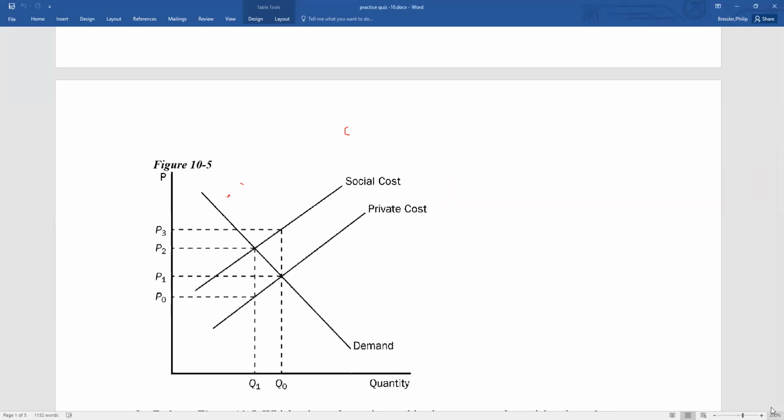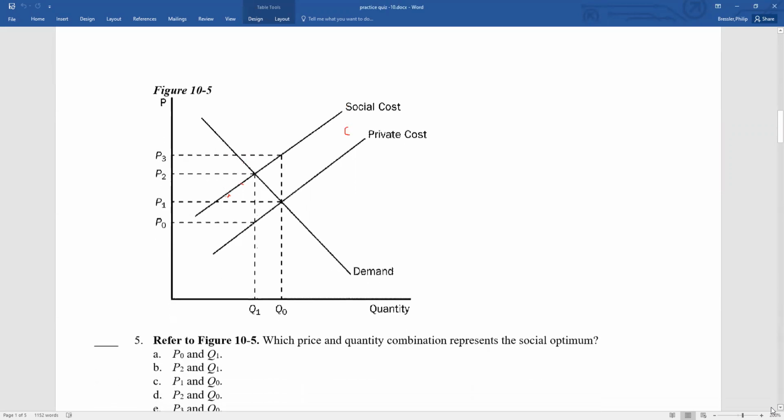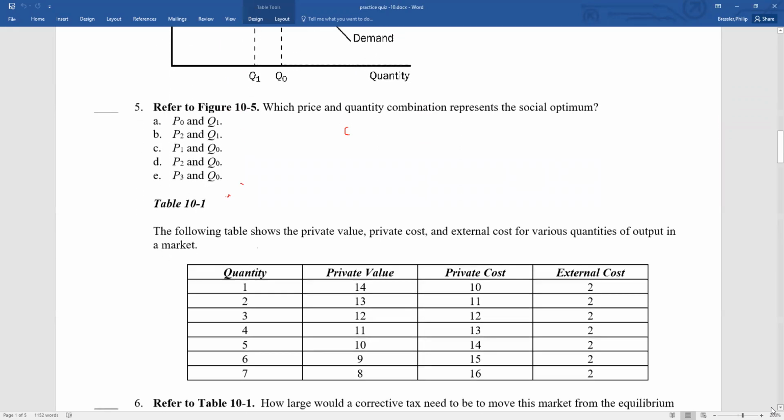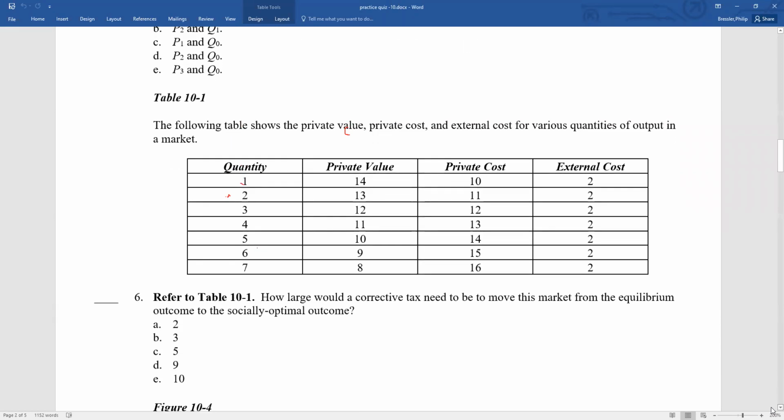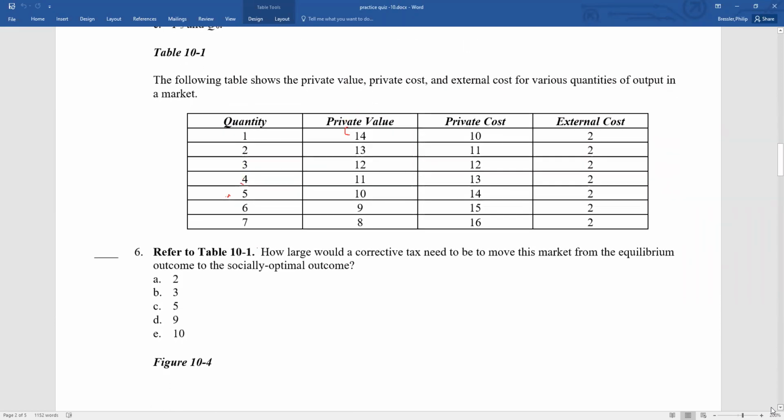Scroll down to question number 6. Okay, so here's a table showing the private value, the private cost, and the external cost. All right. So if it's external cost, I know it is an externality, right? It's a negative externality if it has an external cost. All right. And the external cost is 2.